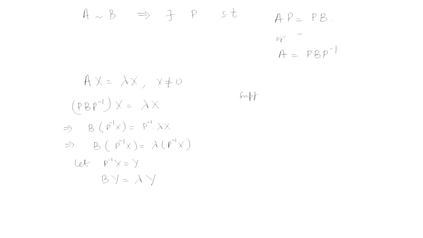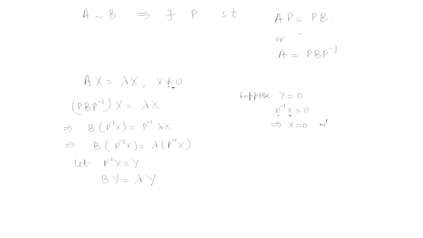Suppose y is equal to 0, we can prove this by contradiction. If y is equal to 0, that means P inverse x equal to 0. Now, x is not equal to 0 because it is an eigenvector, and this matrix is invertible. This is a system of linear equations. Okay. And a system of linear equations with an invertible matrix has only the unique solution, which is x equal to 0, but x is not equal to 0. So, it is a contradiction. Okay, because from here it implies that x equal to 0, which contradicts that x is not equal to 0.